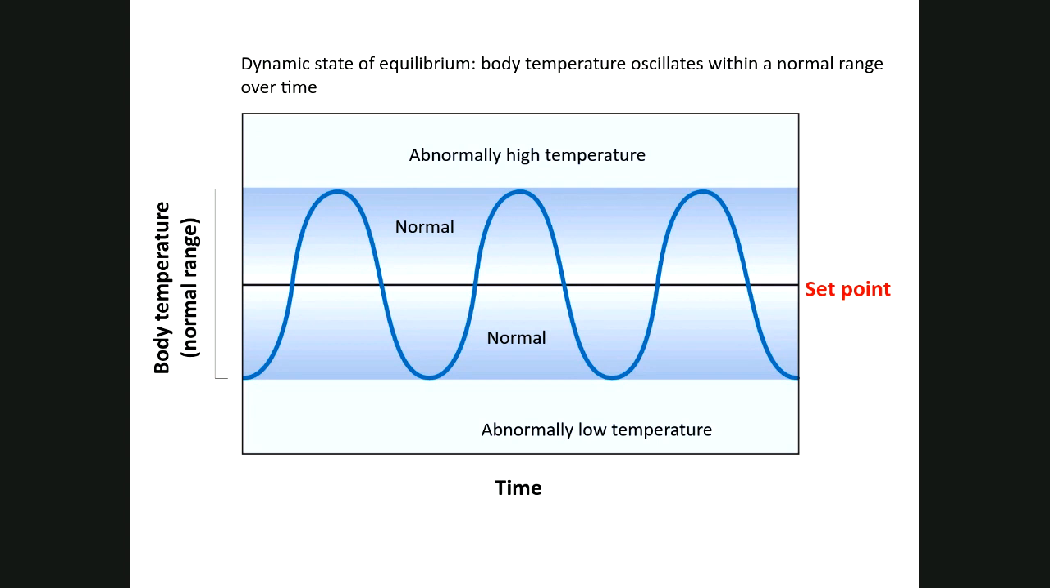And this PowerPoint is showing you what is meant by a range of normal values versus a set point. So for example, normal body temperature is not one set point, but it's a range, a maximum and minimum range that is within normal. Anytime the temperature goes outside of that range, the body is out of homeostasis.